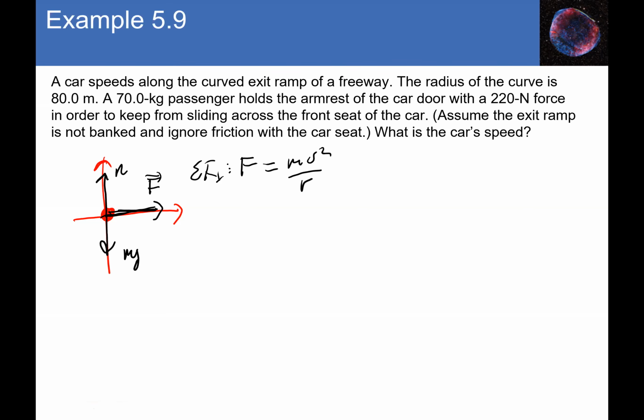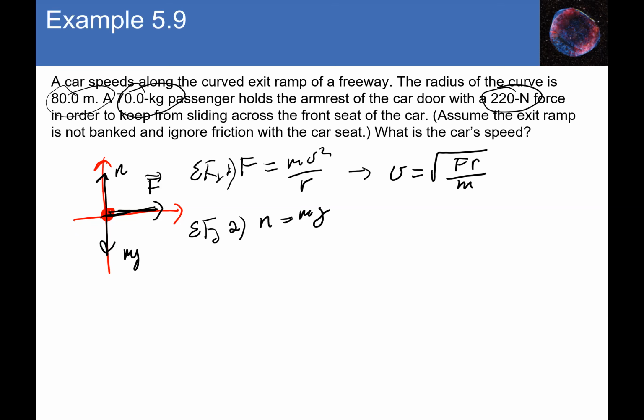Let's say this is equation 1. Equation 2, in the y direction, gives normal force equals mg. So from here, since I'm given the force magnitude, mass, and the radius, we can just solve for the speed, which will be the square root of Fr over m, just rearranging equation 1. Then the speed will be the square root of 220 newtons.